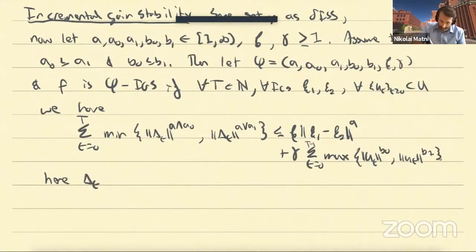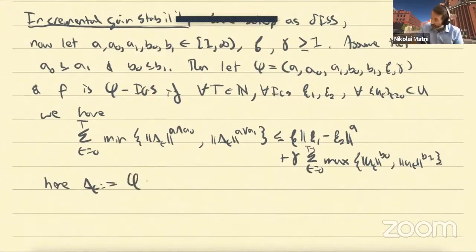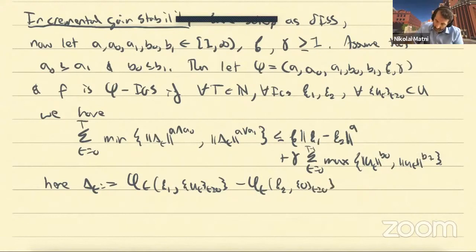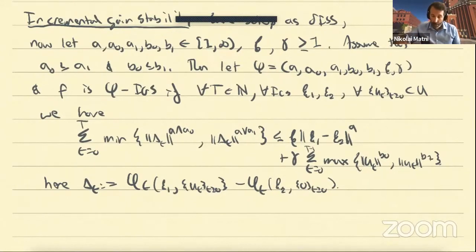Okay, and here, delta T is equal to this discrepancy term of the forced system starting from initial condition C1 and the unforced system starting from initial condition C2. Okay, this is a nasty looking definition. So let's parse it a little bit, and then I'll quickly give you some implications of this.